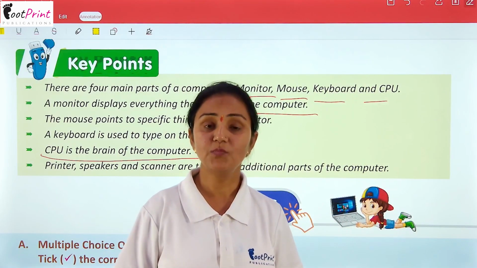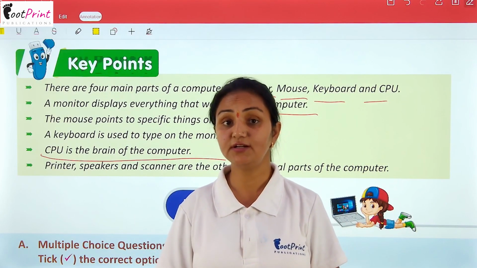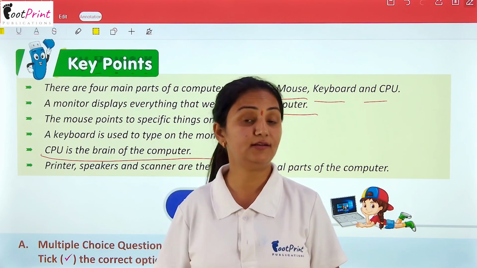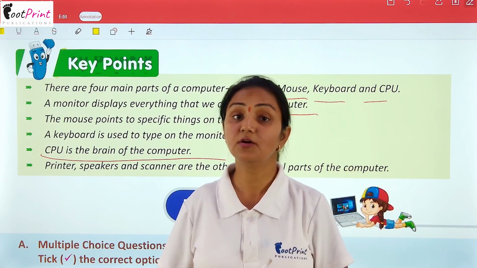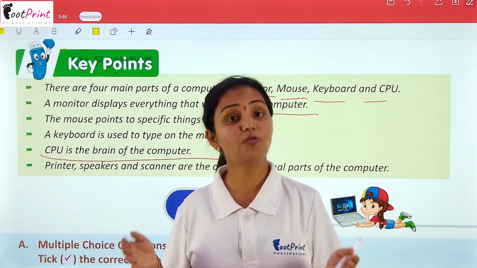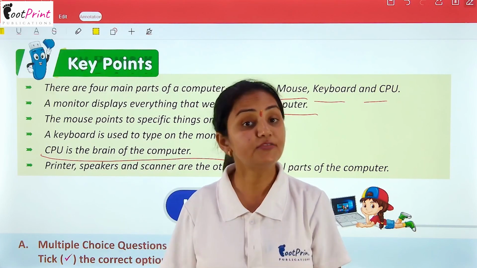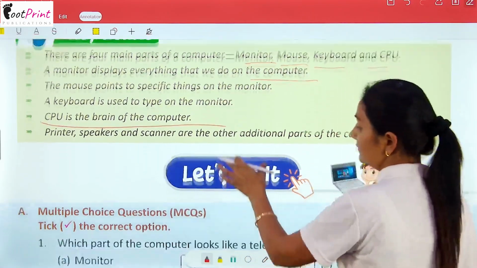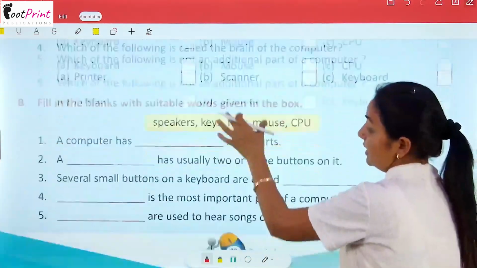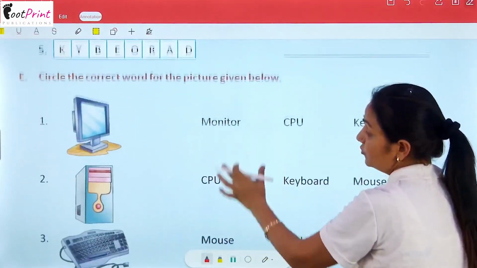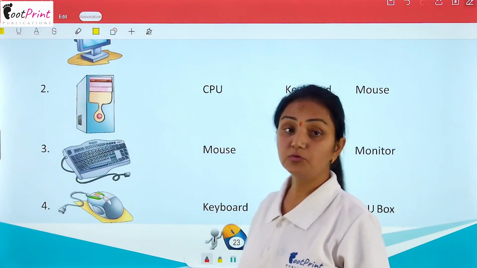Okay, so what we have learned today? We have learned two types of parts. One is the main four parts and the other is the additional parts. Okay, so what do you have to do? You have to go through the video again, and after that you have to complete the given exercise, right? It is a very easy and interesting exercise for you. By this you will do the practice.